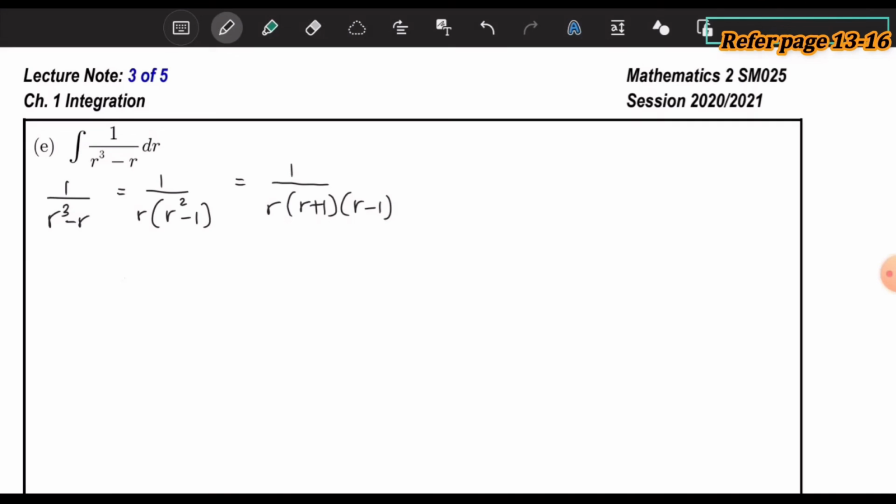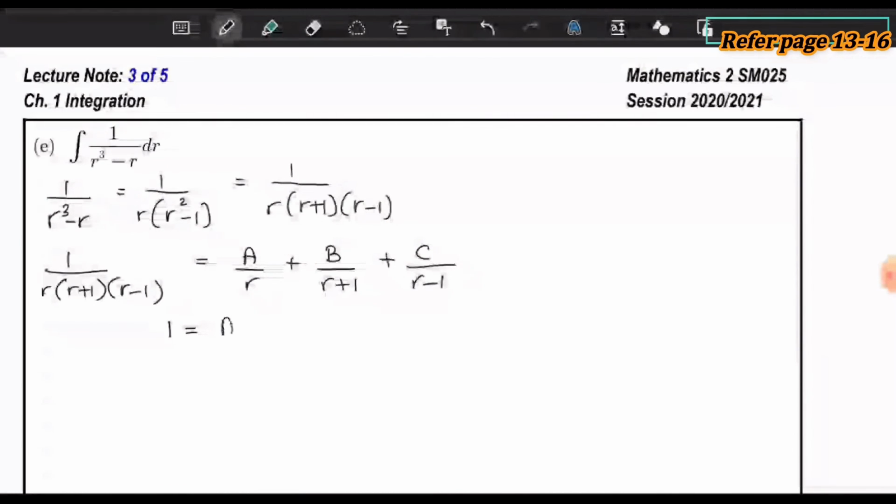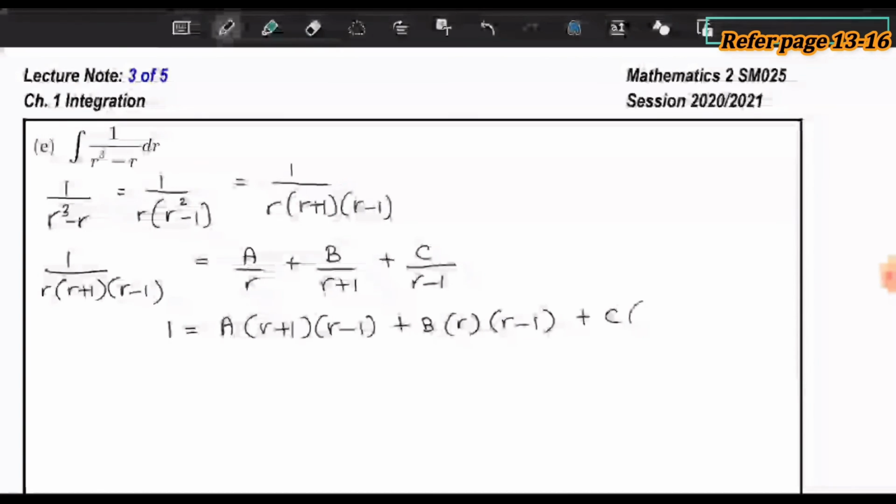Okay, so now we proceed to partial fraction. We have 1/(r(r + 1)(r − 1)) equal to a/r plus b/(r + 1) plus c/(r − 1). For now, we need to equate the numerator. So 1 equals a times (r + 1)(r − 1) plus b times r(r − 1) plus c times r(r + 1).